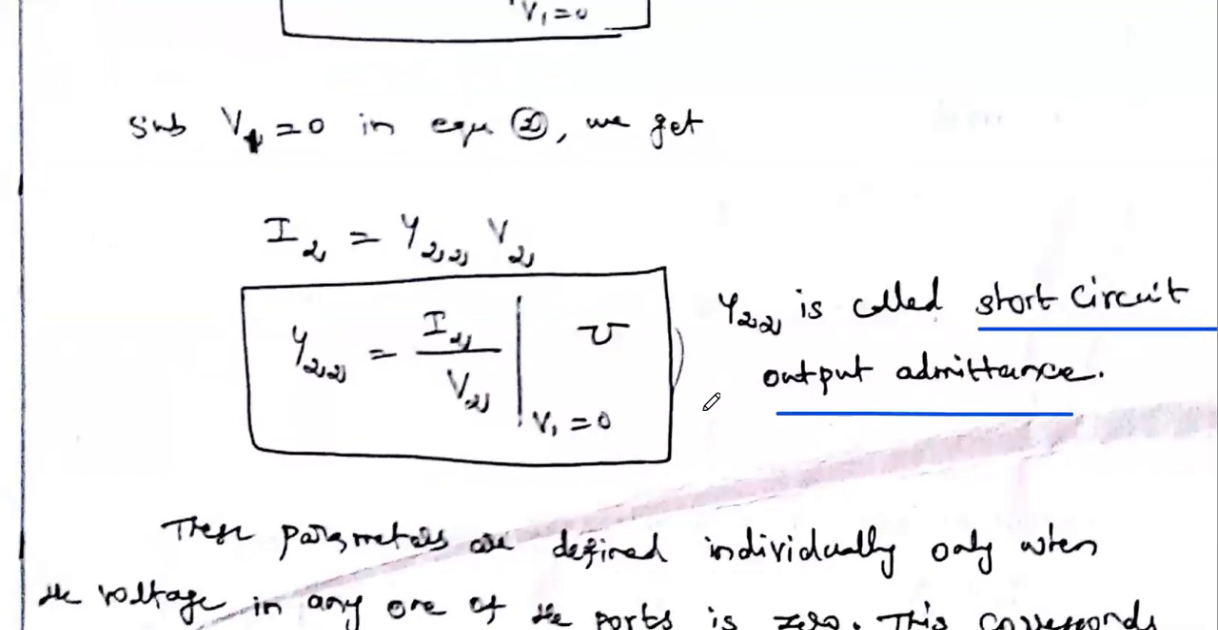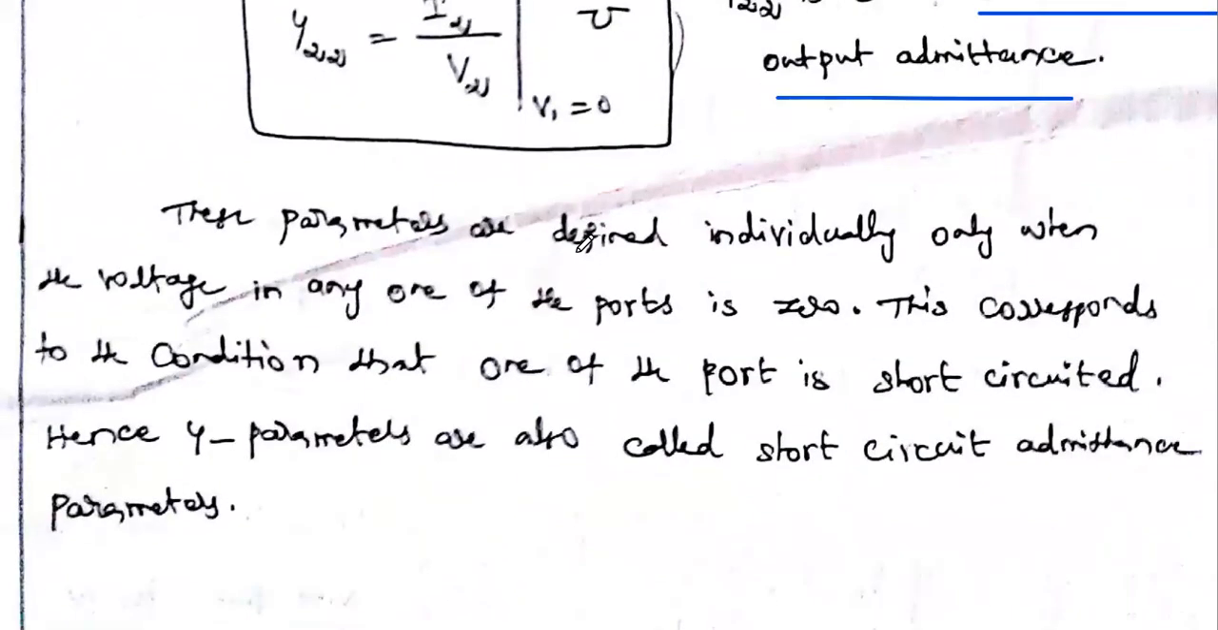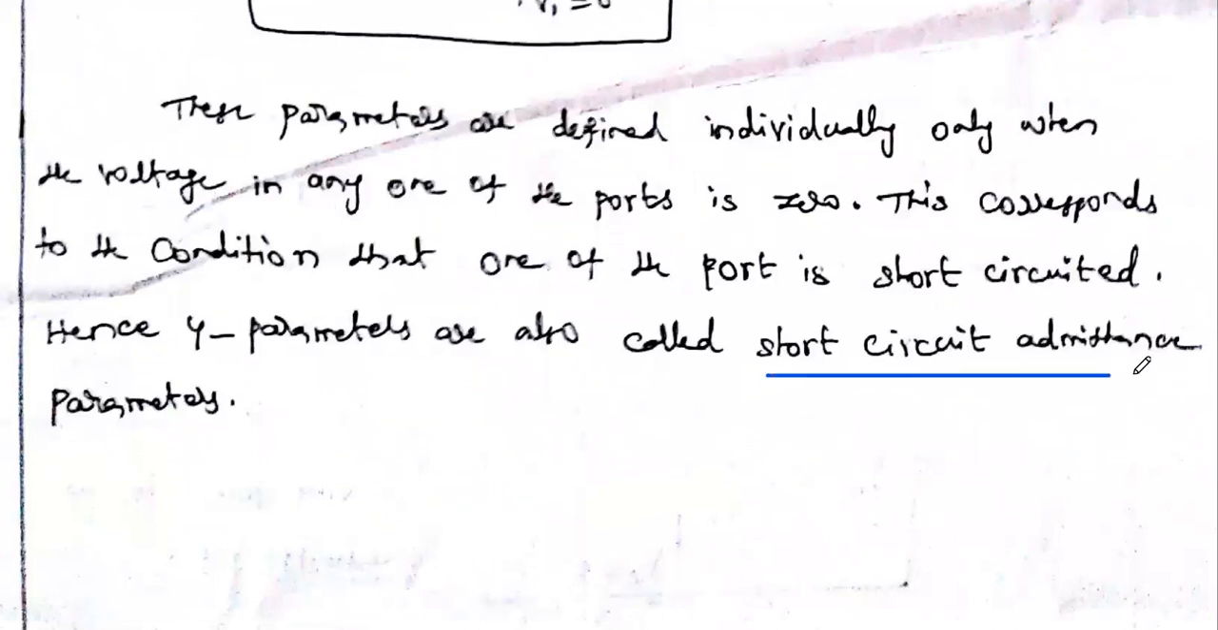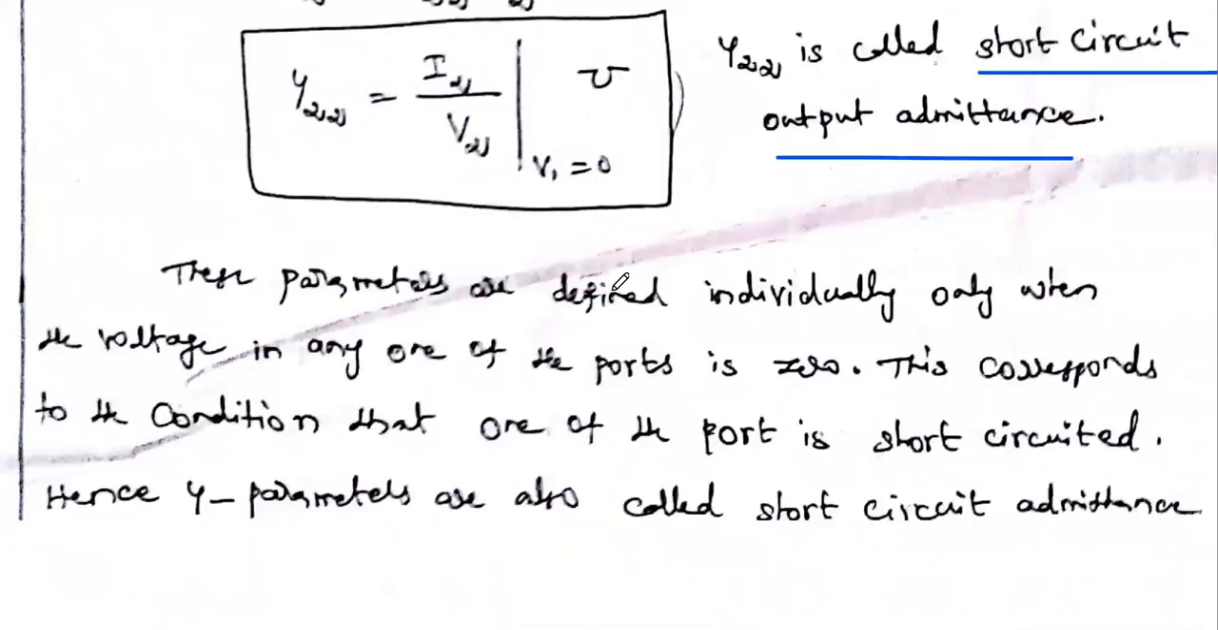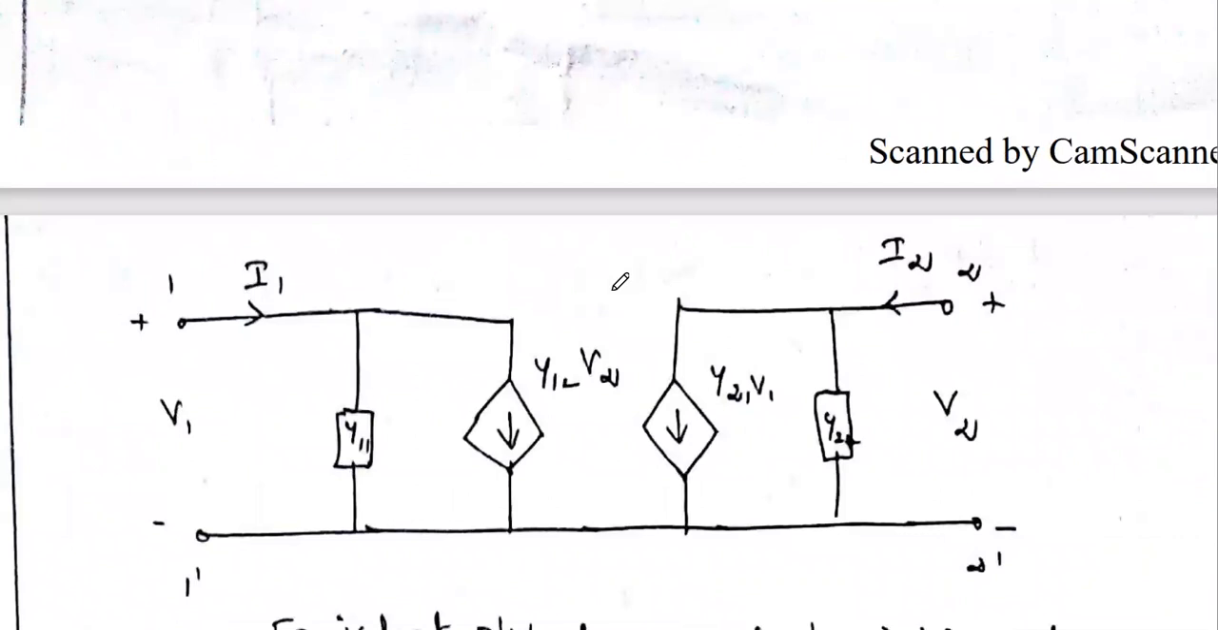In this manner, we calculate the four admittance parameters Y11, Y12, Y21 and Y22. These four parameters are called short circuit admittance parameters. While calculating these parameters, we make either the input port short circuited or the output port short circuited. That's why the Y parameters are called short circuit parameters.